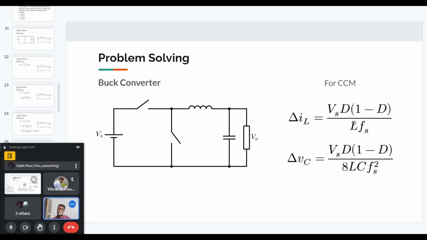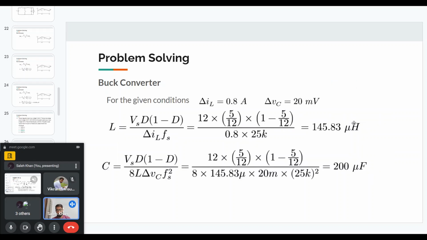And now the question has given one situation, and if you just substitute those values, you will find out that for the given condition where delta IL is 0.8 amperes and delta VC is 20 millivolts, the L value is the same as the previous question, 145 micro, and the C value will be 200 microfarad. So this is for the given situation, but the question is asking about the critical values of the inductor and the capacitor. So what does the critical value mean?